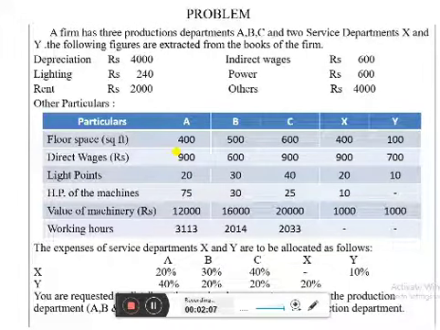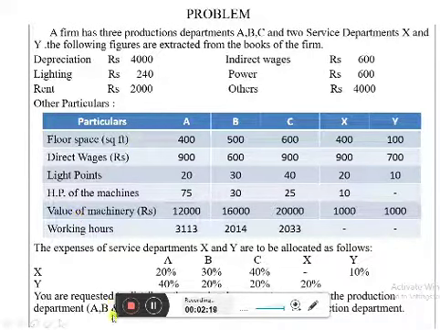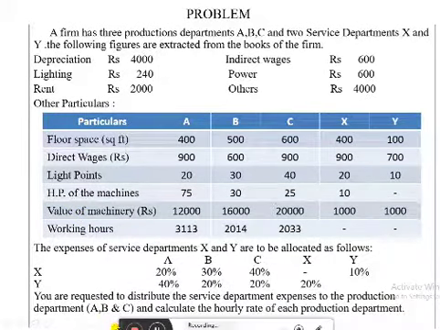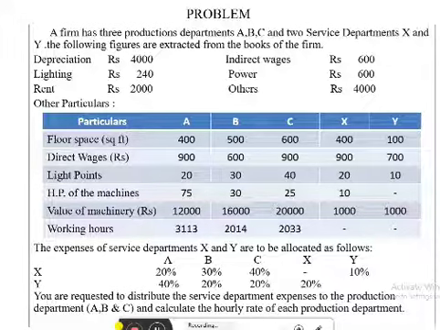Okay, and the working hours of that particular organization are 3,113, 2014 and 2033. Okay, so now the expenses of service departments X and Y are to be allocated as follows. So what is the ratio or percentage of service departments that has to be distributed or allocated to production departments? Got it?